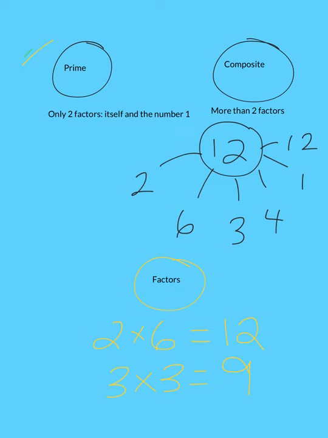So now for prime, a prime number only has two factors, and the only factors that it can be are the number itself and the number 1. So if we chose the number 13, the only whole numbers that we could come up with that when you multiply them together get 13 are 13 and 1. So when we're dealing with prime and composite numbers, we're only dealing with whole numbers. We're not dealing with decimals. So the only factors that would give you 13 are 13 times 1, so 13 and 1. So that's an example of a prime number.